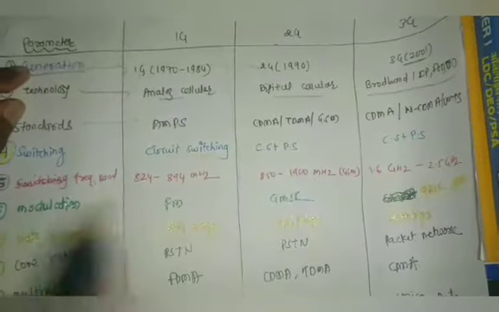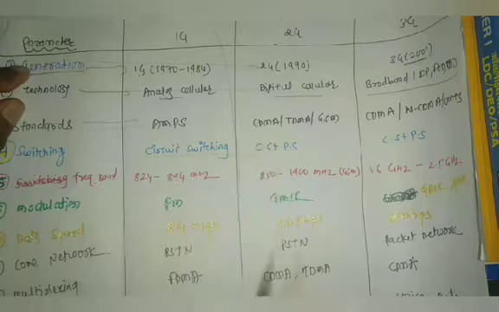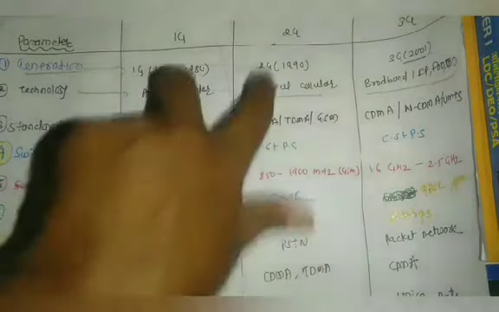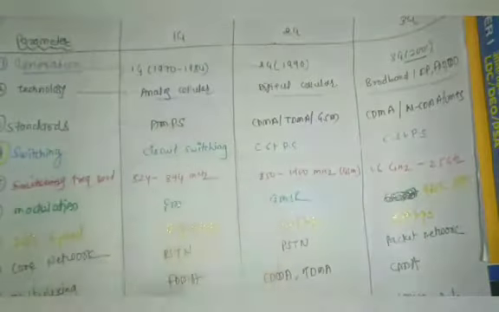This is also covered as radio parameters. If they ask the difference between 1G and 2G, you write that; 2G and 3G, you write that; 1G and 3G, you write that. So this table is very important.